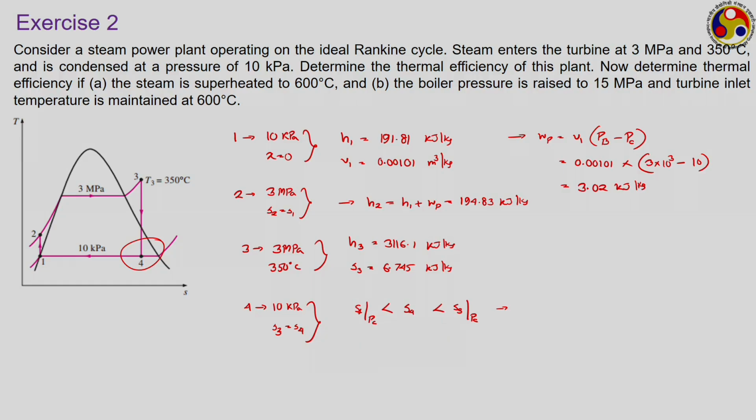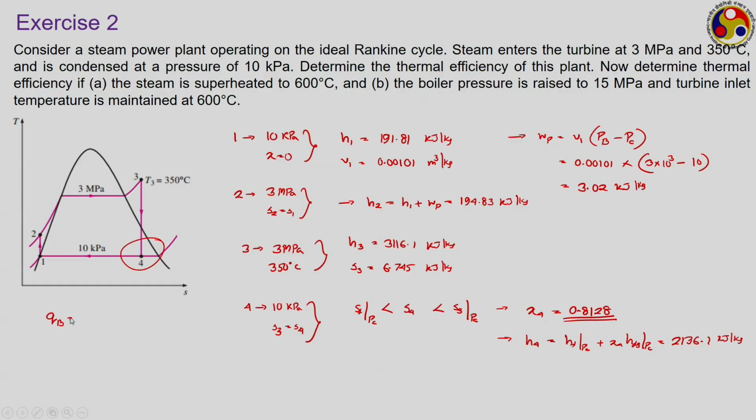So, if you put the numbers, then you will be getting your X4 to be equal to 0.8128, which is a significant number. We need to make a note of this number. Turbine exit quality for this configuration is 0.81, and from there we can compute your H4 to be equal to Hf corresponding to PC plus X4 into Hfg corresponding to PC, and H4 will be coming as 2136.1 kilojoule per kg.